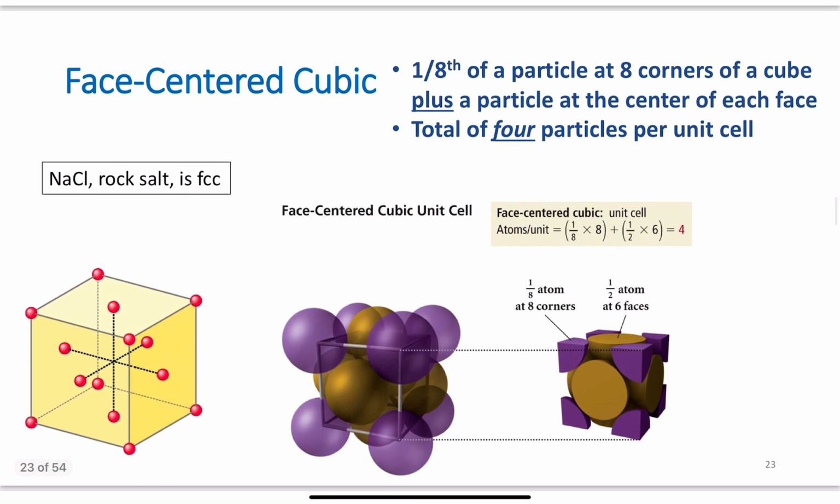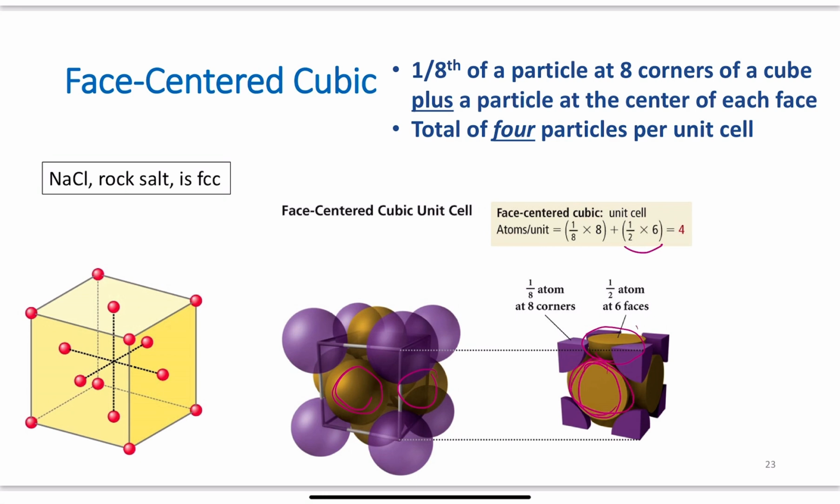And a face-centered cubic, just like simple cubic and body-centered, has that 1/8 of a particle at the 8 corners of the cube, but it also has 1 particle at the center of each face. So we see, it's harder to see in here, but each one of these is a face. So it's shared half with this unit cell, half with the unit cell that it's attached to. We have 6 faces. Each face is shared half with this unit cell. So that's a total of 3 atoms due to the faces. So a total of 4 particles per unit cell. Hence the 1/2 times 6.